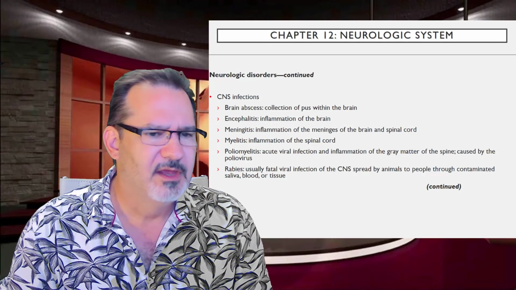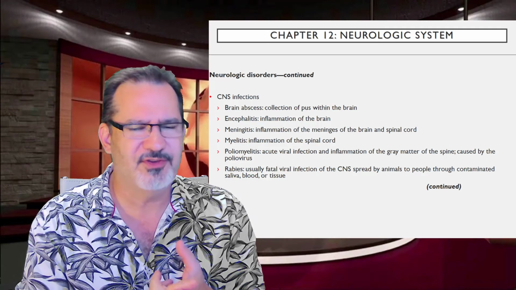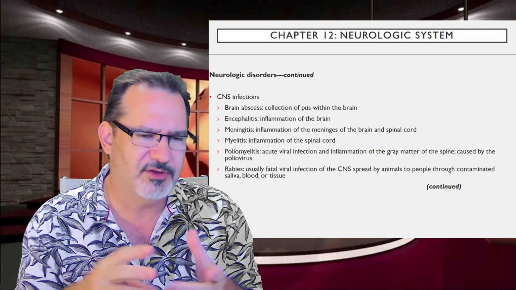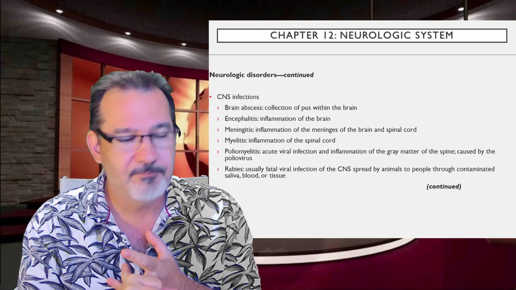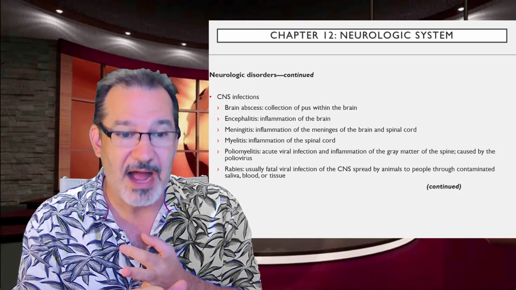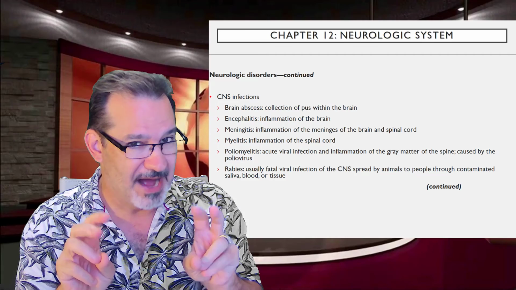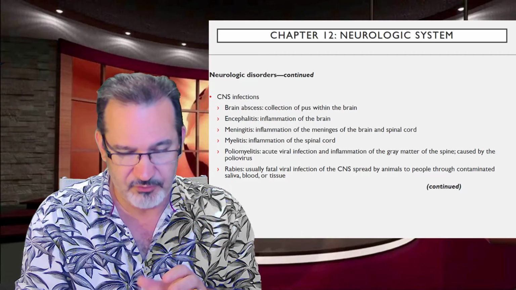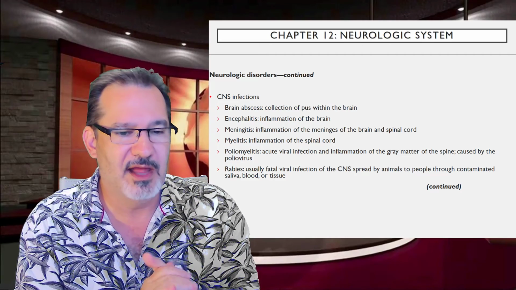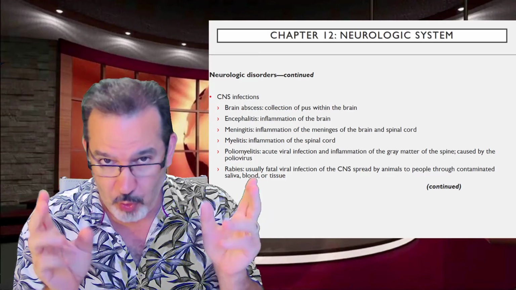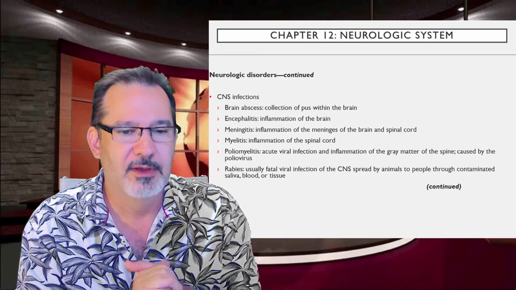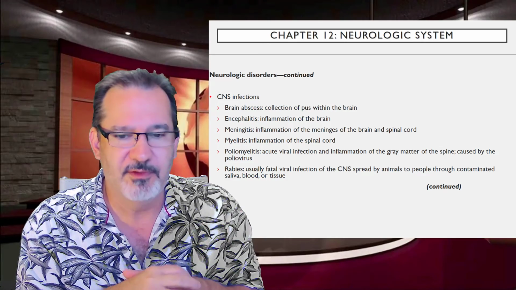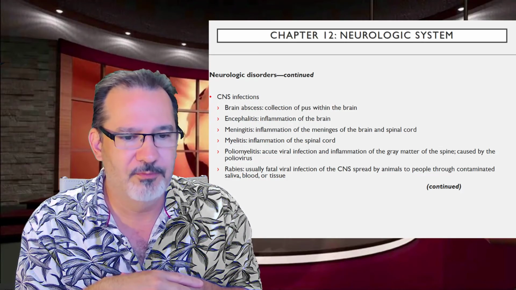Okay, CNS infections, abscesses, a collection of pus in the brain, encephalitis, inflammation of the brain. Okay, myelitis. So if we think of that myelin sheath that covers the spinal column, myelitis is the inflammation of the spinal cord, or the protective sheath that covers the spinal cord. Meningitis, inflammation of the meninges of the brain and the spinal cord.